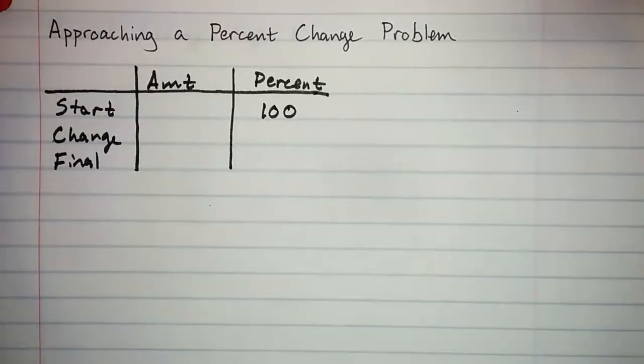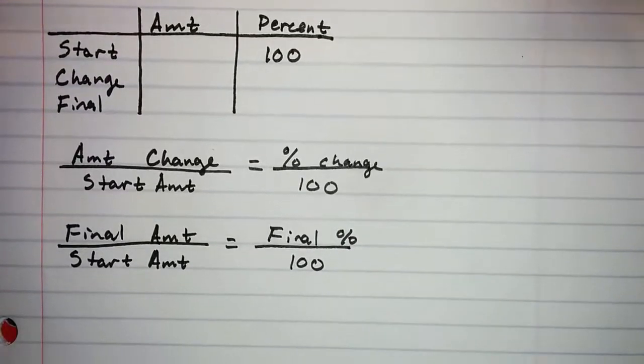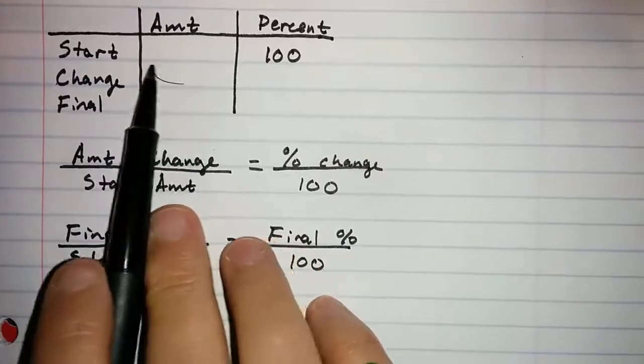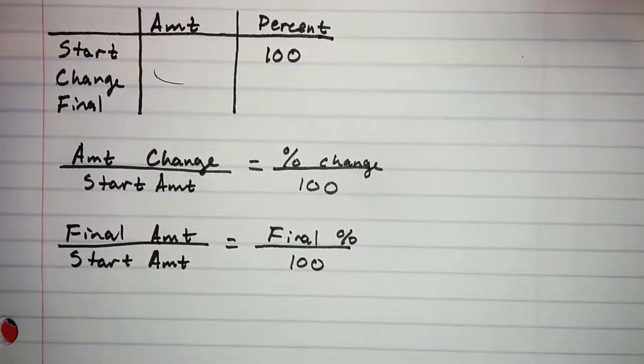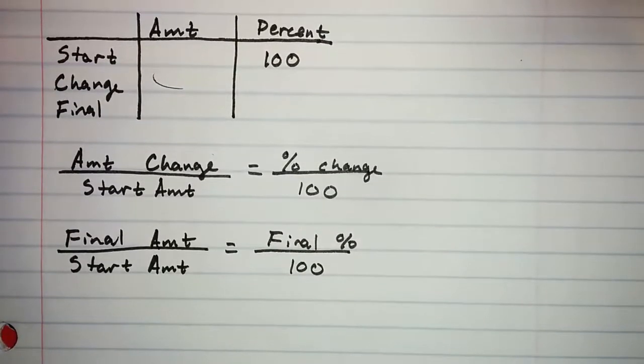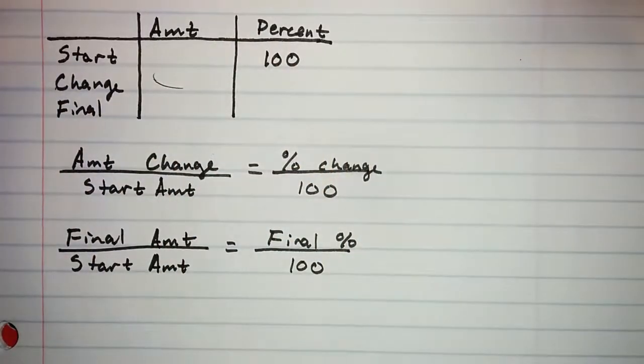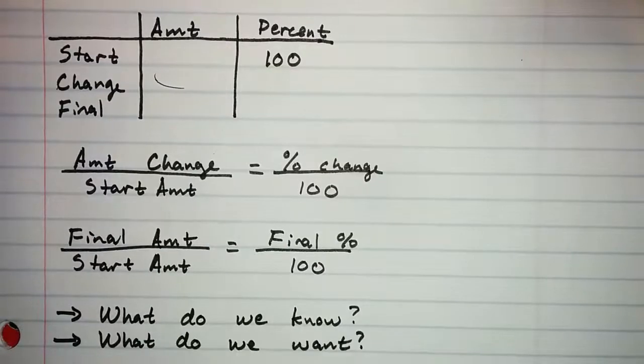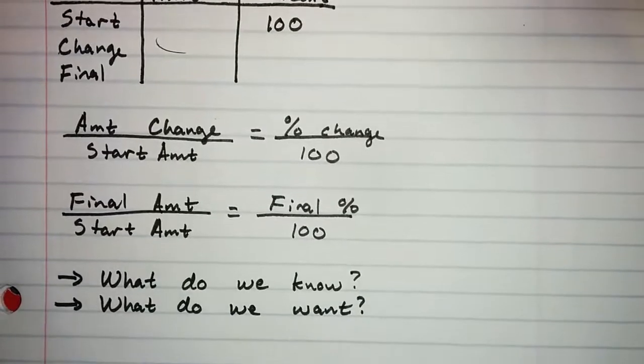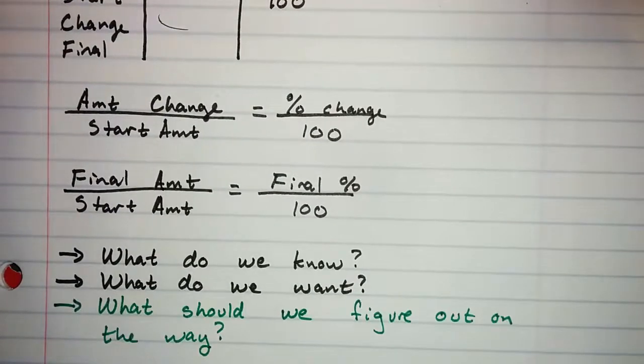And then there are 2 proportions that we know, and we know that we might have to add or subtract to find the amount change. We might have to add or subtract to find the final percent. When we encounter a percent change problem, then we should look at these 5 quantities and we should say, what do we know? What do we want? And once we've worked both of these out, what should we figure out on the way?